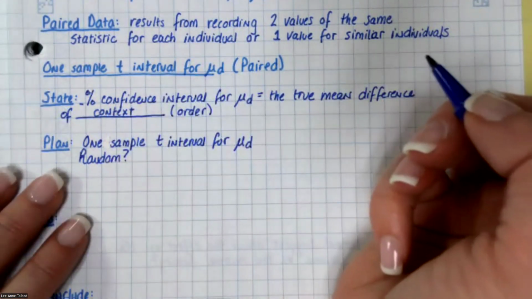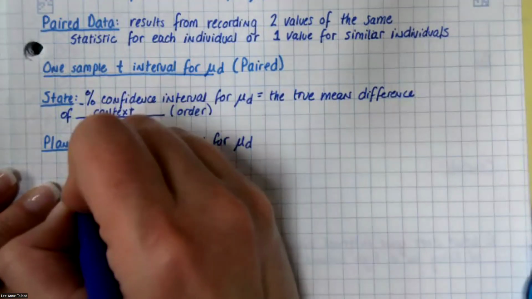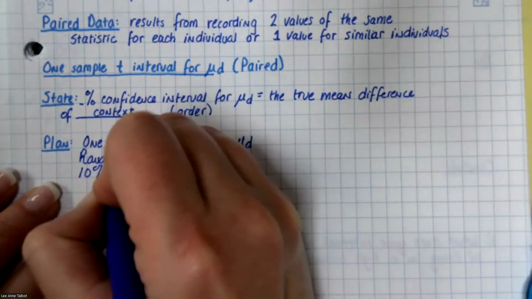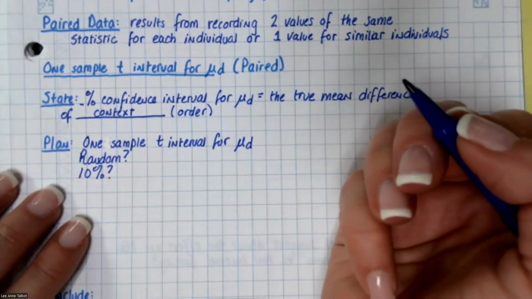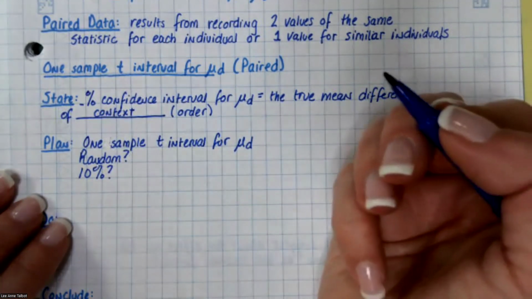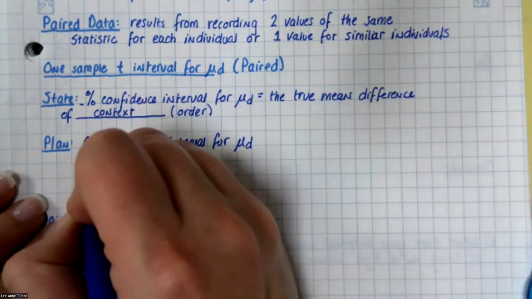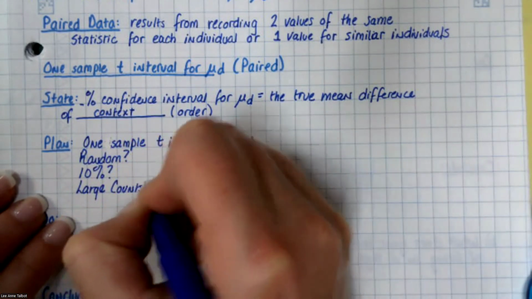Random. Same as usual. Just look for the wording. 10%. Same as usual. Just look for the wording. Do we need to go over these? Okay. We do have something to say about large counts.